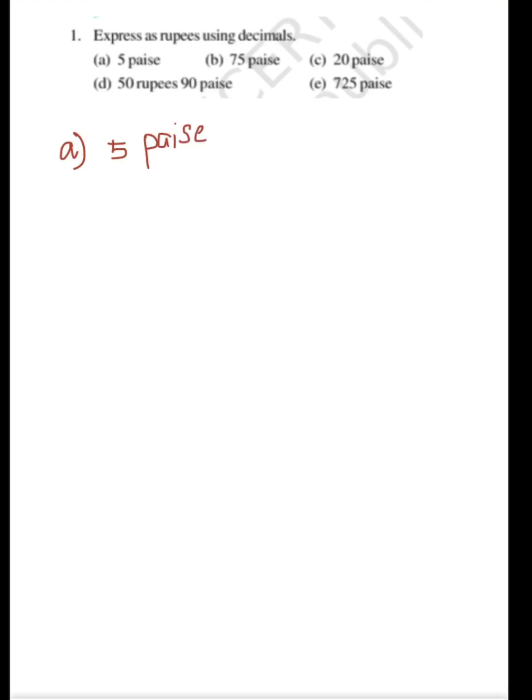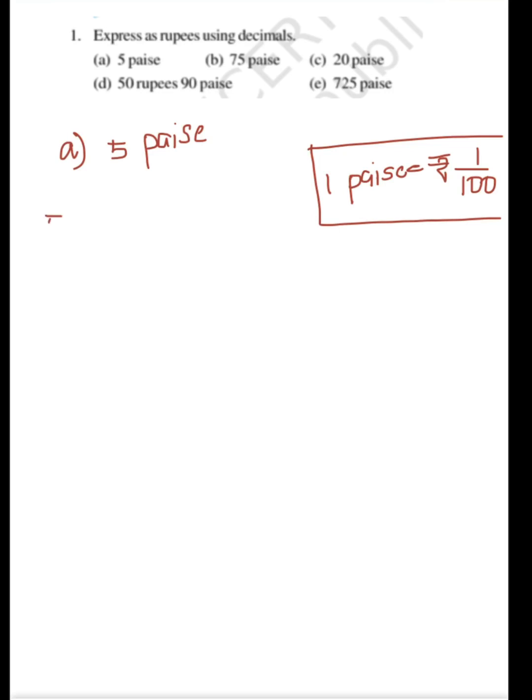Before doing this, you know that 1 paise is equal to rupees 1 by 100. This thing you have to notice. So what about 5 paise? 5 paise will be equal to rupees 5 by 100.